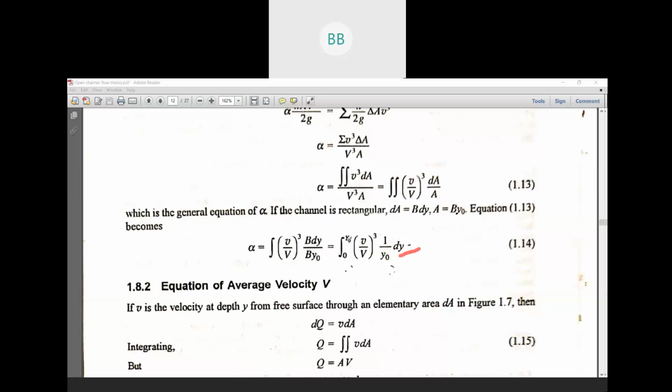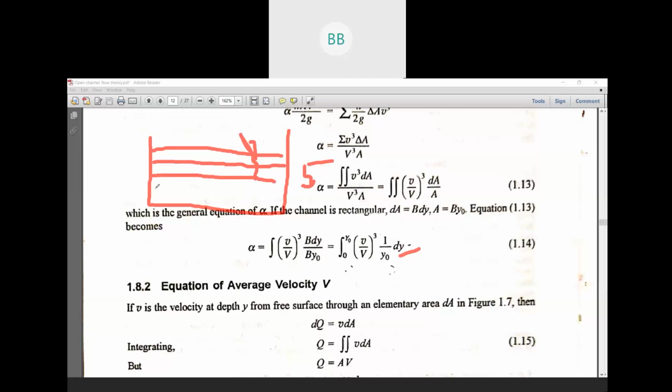And this limit we have already discussed. If the depth of the flow is 5 meter, then if you take a 1 meter section, it will be 5. Depending on how you divide, the ultimate or maximum limit is 5. Your depth cannot be greater than 5 for that particular small elementary area. So that is why we have a limit from 0 to y naught. As y naught is the maximum depth, we are integrating with respect to y, dy, and your limit should be from 0 to that maximum, if it is 5, then it will be 5. So that is why your maximum limit is y naught.